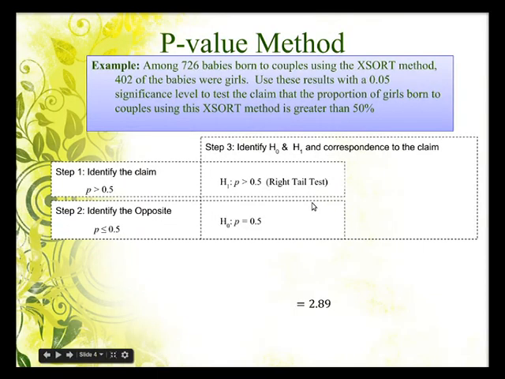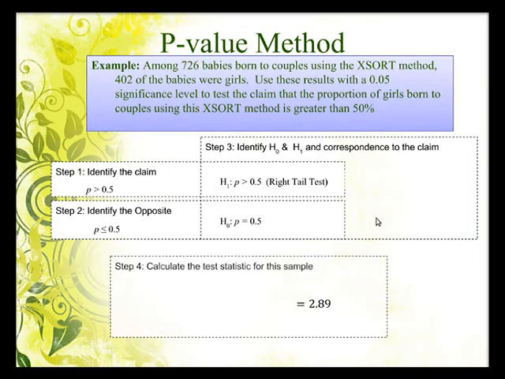Now this tells me we're going to be doing a right tail test because our alternative hypothesis is greater than. We'll come back to this in a bit and figure out why we had to decide on this correspondence once we get to the end of our hypothesis test.